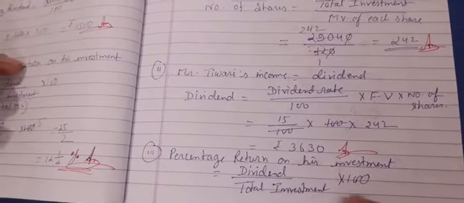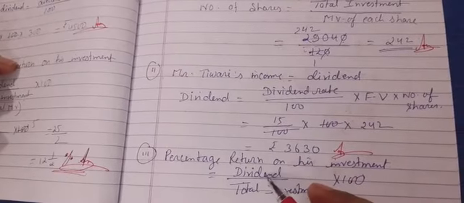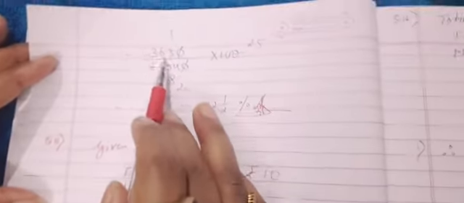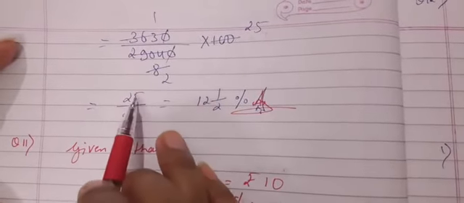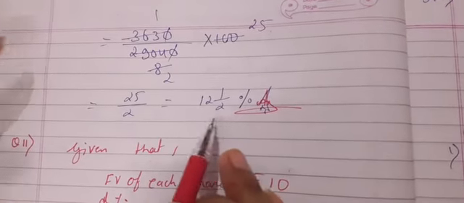Now percentage return on his investment is what? Dividend upon total investment into 100. This is dividend, so we will put this value 3630. Total investment was 29,040 rupees, into 100. So we'll calculate. It is 3630 upon 29040 into 100, and when we calculate, this is 25 by 2, that is equal to 12 1 by 2%. And here your answer is over.